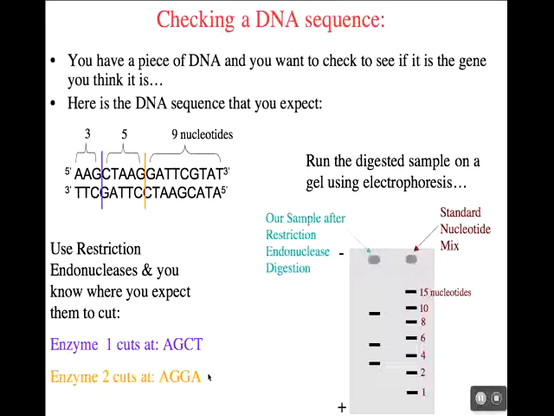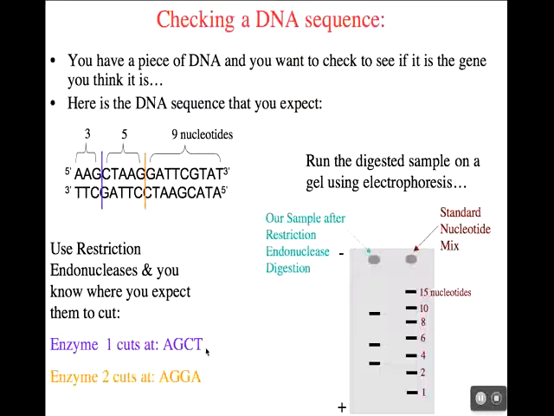Question: what would it mean if you saw 2 fragments instead of 1? What if instead of seeing these 3 fragments here, you only saw 2? What would that mean? It would mean that your sequence was wrong. You do not have the gene that you think you have, because restriction endonucleases don't mess up. They always cut at their particular cut site very reliably.